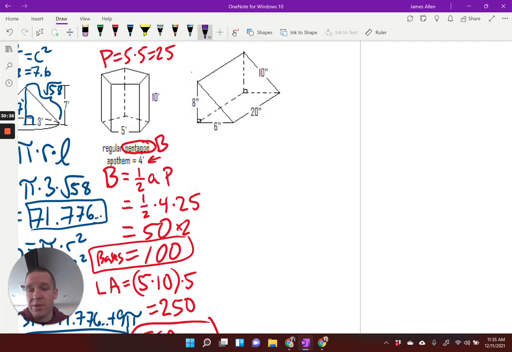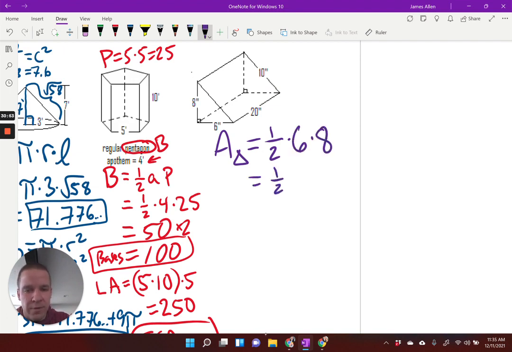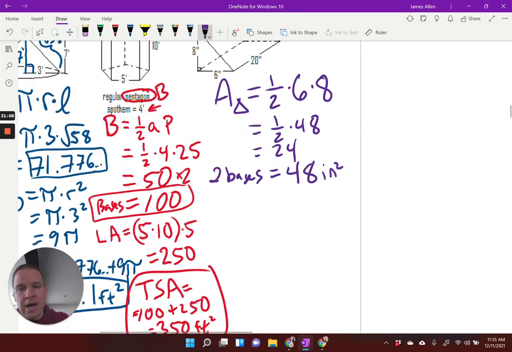Okay. Again, we have a prism here. This is a triangular prism. The triangles are our bases. The rectangles that wrap around, that's our lateral area. So the area of the triangle, which would be our bases, would be 1/2 times base, which is either 8 or 6. I'll go with 6 times my height of 8. So that's 1/2 times 48, which would be 24. But we have 2 bases, which equals 48 inches squared for this one.